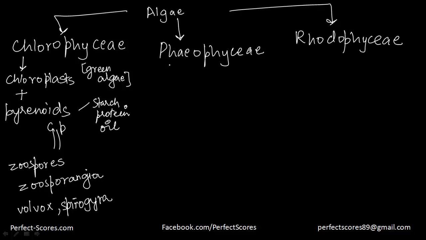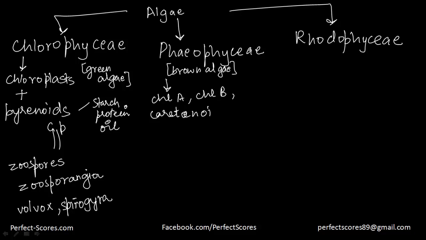Now, Phaeophyceae are commonly known as the brown algae. It's not that they don't have chlorophyll, they have the pigments chlorophyll A, chlorophyll B, but apart from chlorophyll, they also have two more pigments, that is carotenoids and xanthophylls.